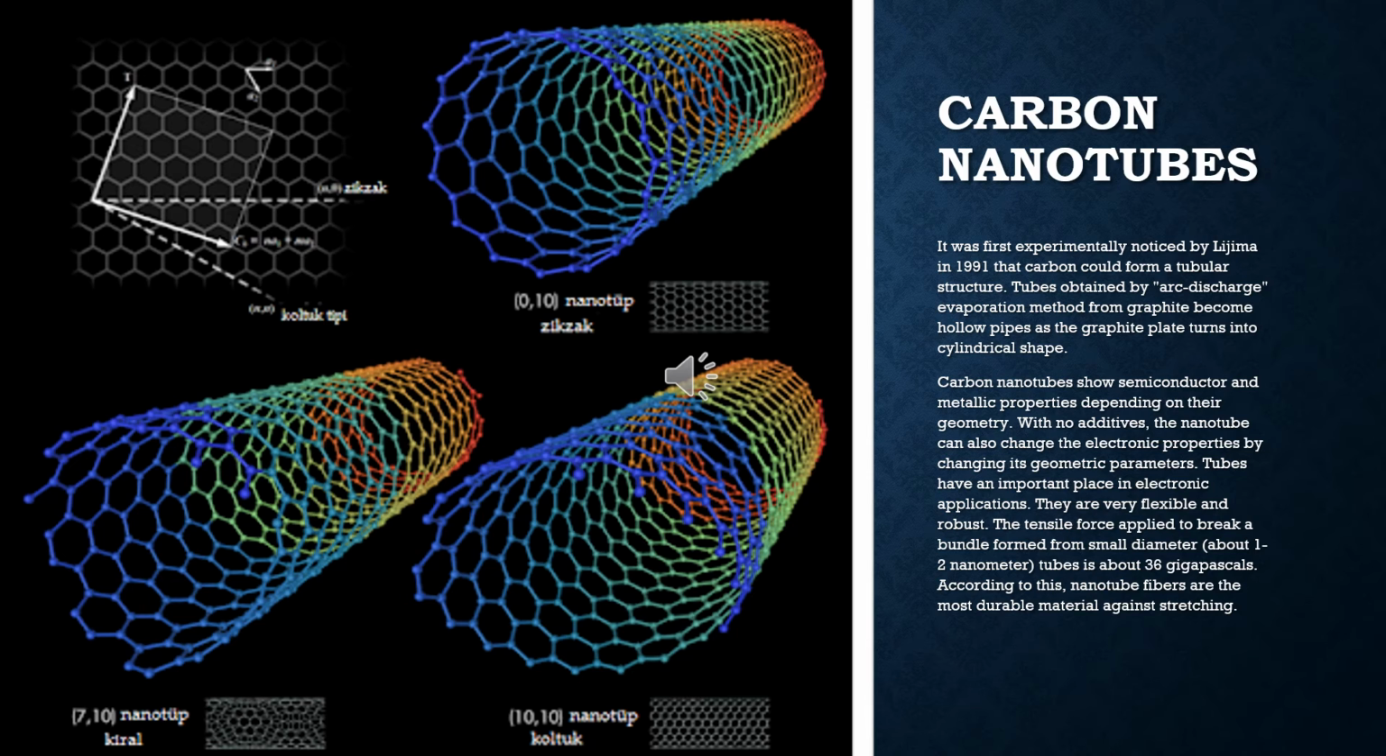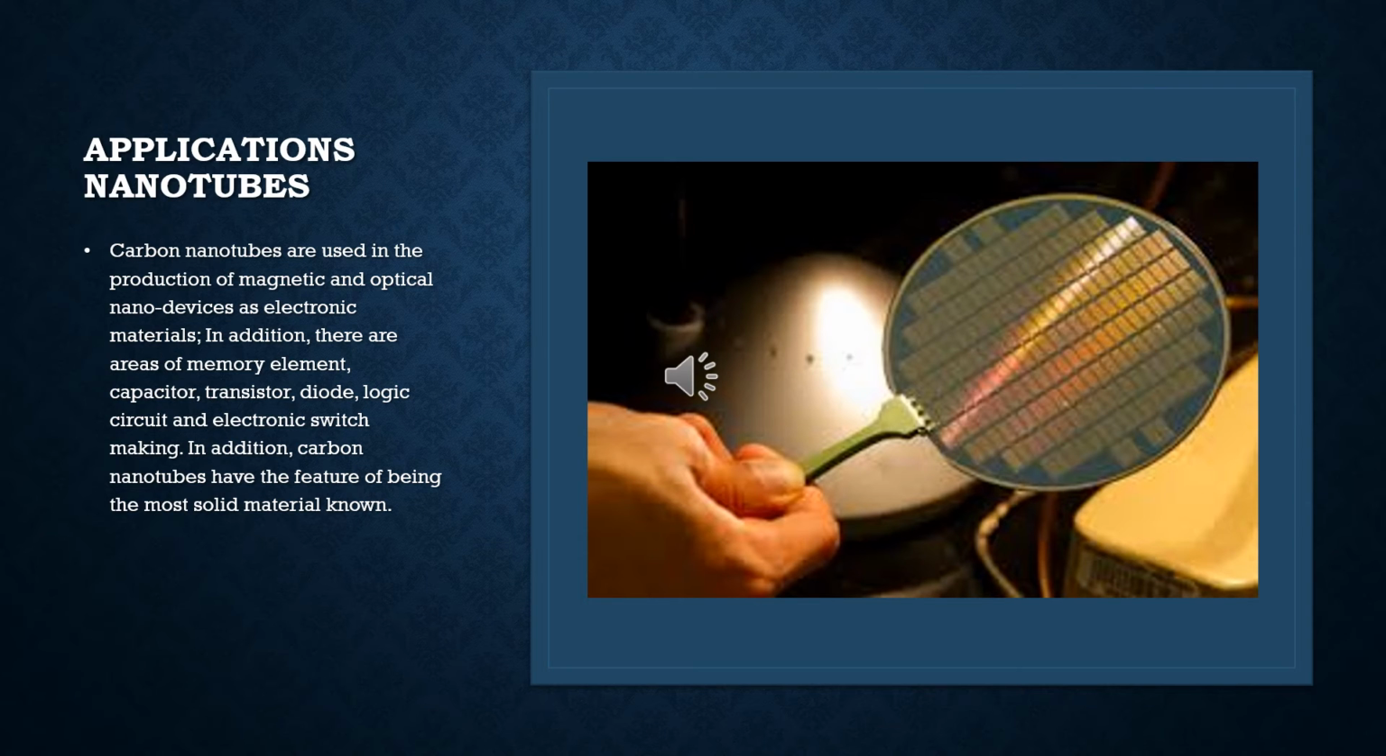Tubes have an important place in electronic applications. They are very flexible and robust. The tensile force applied to break a bundle formed from small diameter tubes is about 26 gigapascals. According to this, nanotube fibers are the most durable material against stretching.